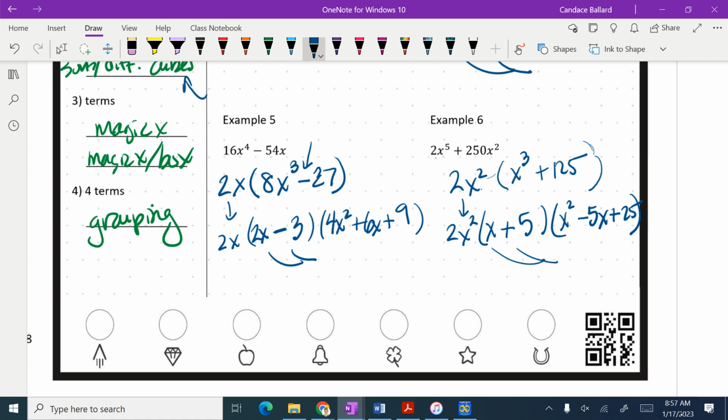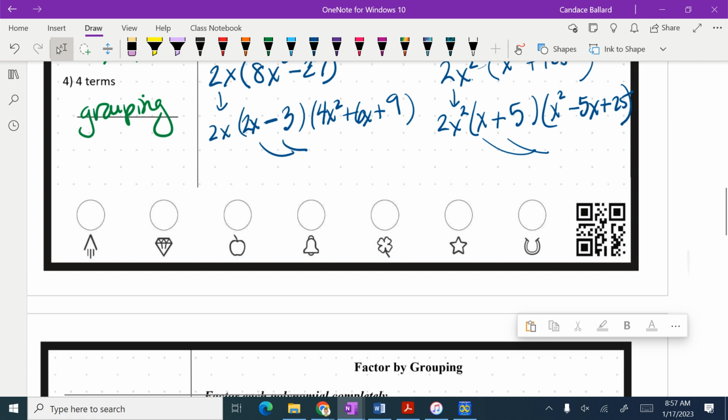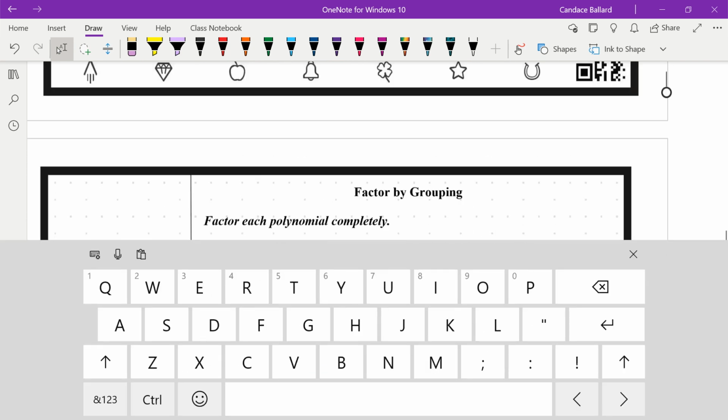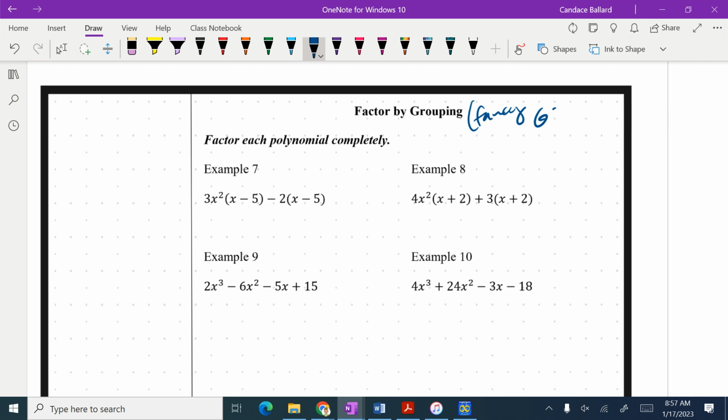Okay. All right, we're going to move on to the other type, which is factor by grouping. Okay. Which it's basically a fancy group greatest common factor. Okay. It's a fancy GCF method. Examples 7 and 8 are really the intermediate step. Okay.